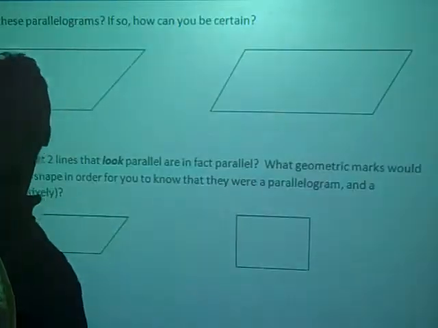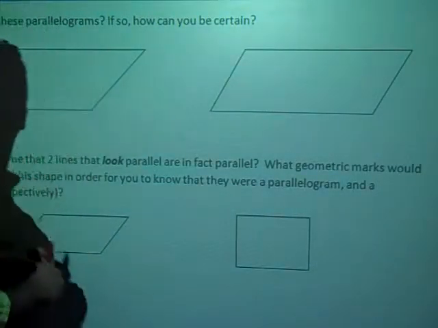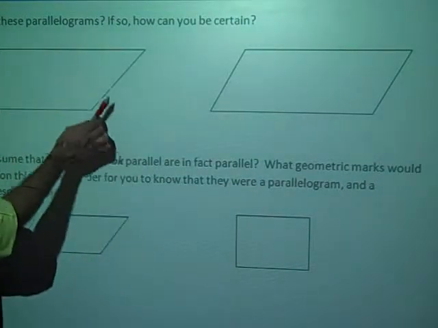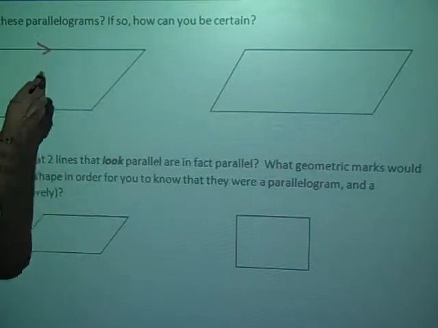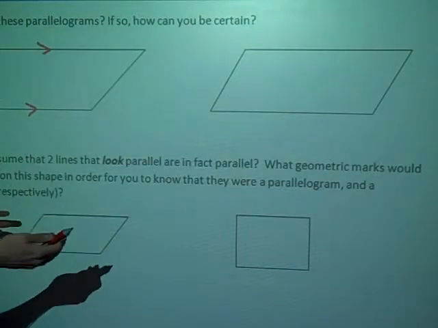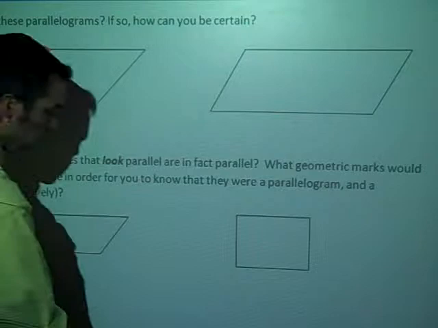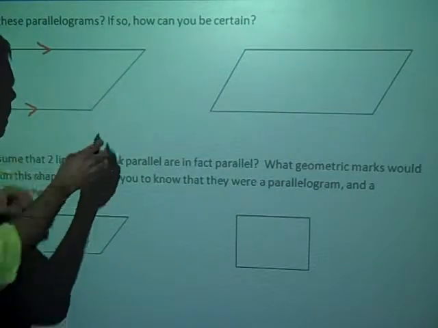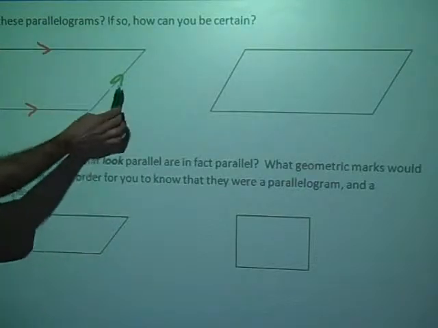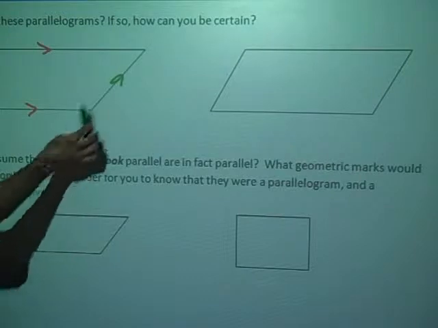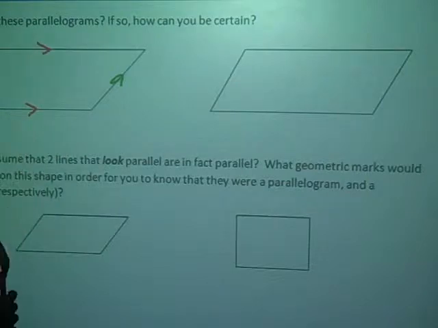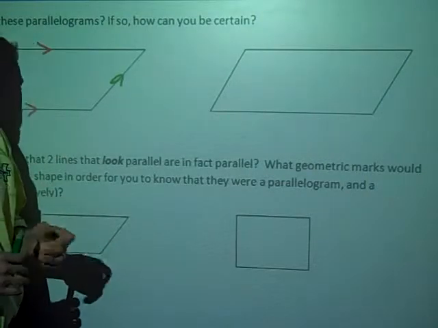Moving on. Okay. Question number 1 says, are both of these parallelograms? If so, how can you be certain? Well, if you say this is a parallelogram, it's because you're assuming that these are parallel. We don't know that for sure, so we can't say, yes, that's a parallelogram. Now, to be honest with you, this is a parallelogram. I used a Word document tool called Parallelogram Maker to make it. However, you would need these two parallel indicators, the arrows, and these two parallel indicators, the arrows, to say that this was a parallelogram. You can't assume parallel.